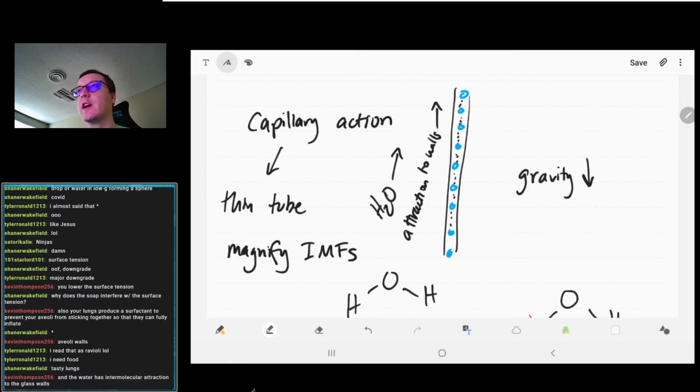So we're going to have kind of two interactions there that are going to help go against gravity. So these are just things that happen. We're going to see that things will move up a tube like this very nicely. Cool.